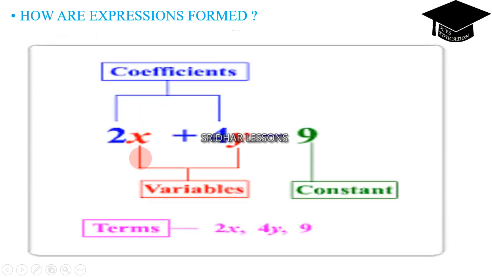See this one, 2x plus 4y minus 9. Here x and y are called variables. 2x, 4y and 9 are called terms. Here 9 is the constant, and 2 and 4 are called the coefficients. See this picture carefully.